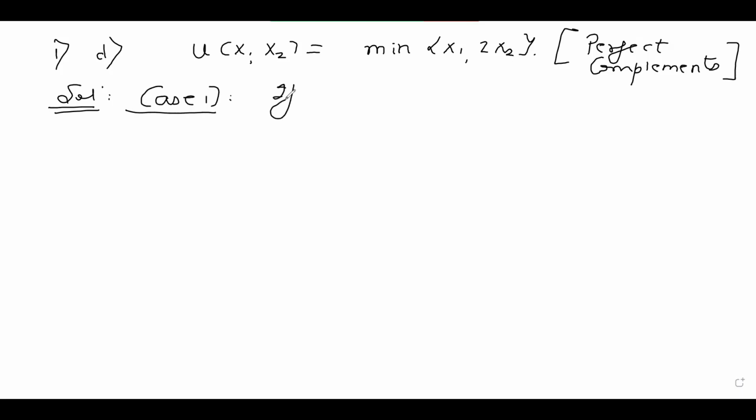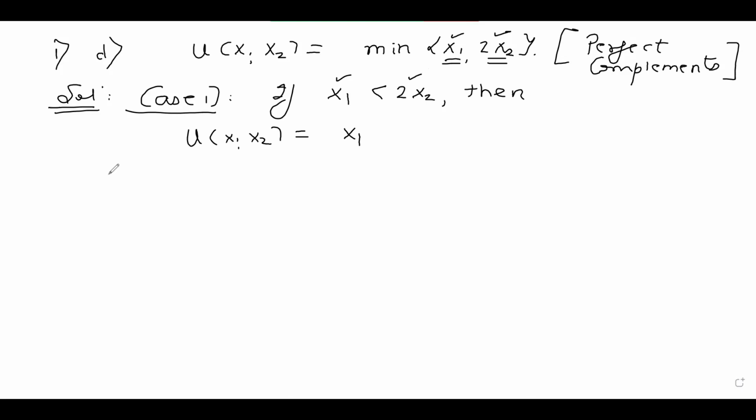If x1 is less than 2x2, then u as a function of x1, x2 will be what? If out of x1 and 2x2, x1 is less than 2x2, then the min of x1 comma 2x2 will be x1 only. So this is just x1, because minimum means minimum of the two. Between x1 and 2x2, we are saying that x1 is less than 2x2. We are taking that case. That means the minimum of the two is x1.